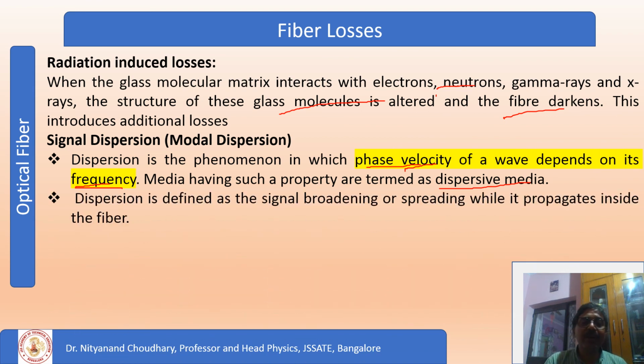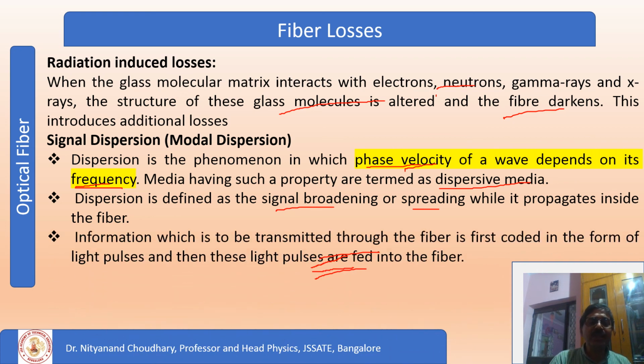Now here I have defined the dispersion. Dispersion is defined as the signal broadening or spreading while propagating inside the fiber. So what is happening? Let us suppose here you have taken the fiber. As it is passing, slowly the signal is getting broadened like this, right? Because of this, what is happening?